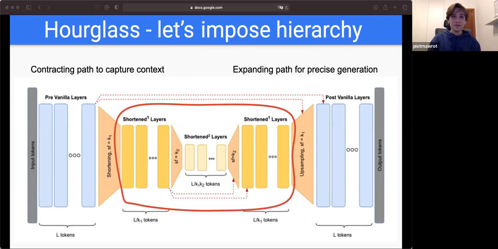So yeah, let's go further. At this point, we can repeat the whole procedure of shortening and upsampling multiple times and place another hourglass inside, using recursion. And actually, this is it. So this is the high-level overview of the architecture that we propose.